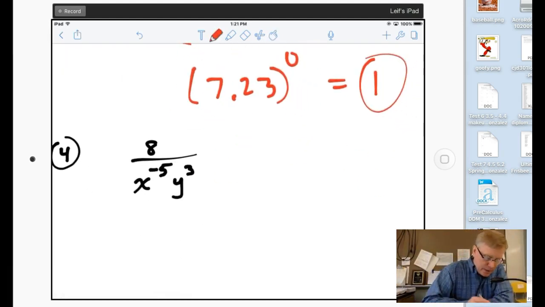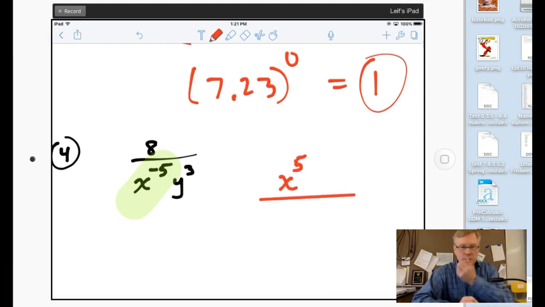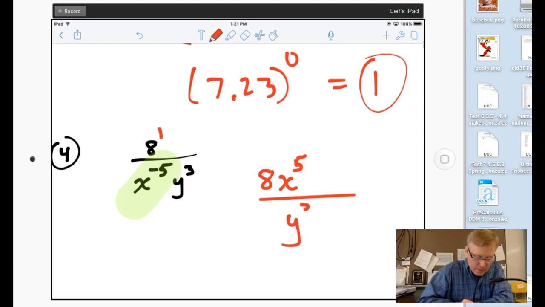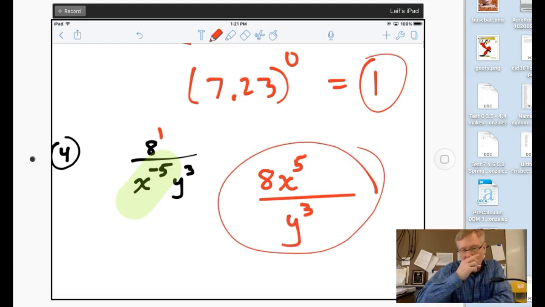Next one, I got some negative exponents. Because I got that x to the negative 5th, in order to make that a positive exponent, I'm going to move it to the other part of the fraction, which in this case is the top. The 8 has a positive exponent of 1 implied, so that stays where it is. And the y has a positive exponent, so that stays where it is. Okay? And that's it. I'm just leaving my answer like that.